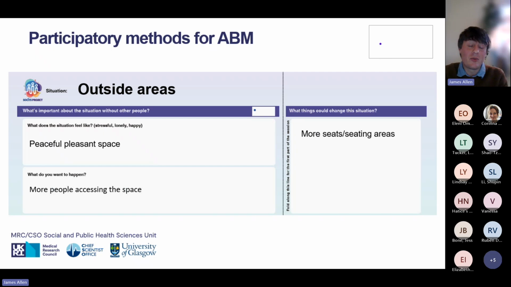Well, in a situation for outside areas, what does this situation feel like? A peaceful, pleasant space. What do you want to happen? More people accessing this space. And then what things could change the situation? More seating areas. So these already are generating ideas about understanding this space.